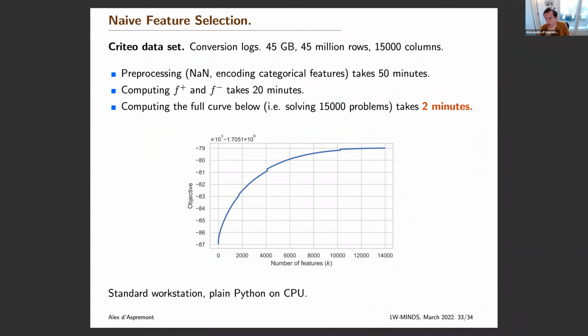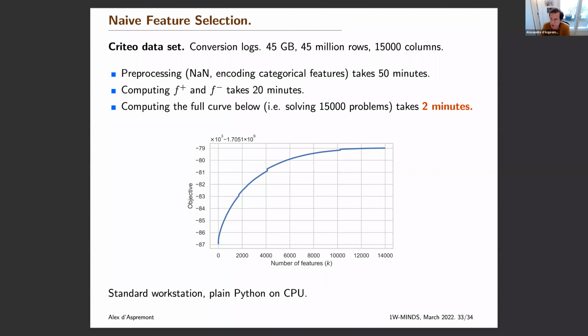So we took this classical conversion logs dataset from Criteo. It's 45 gigabytes. It has 45 million rows and 15,000 columns. So it's a feature selection problem in dimension 15,000. And we did this experiment again on a plain laptop. Of course, it's naively parallel, so you could speed up a lot of the pre-processing, but overall pre-processing, so handling nans, encoding categorical features, etc., takes 50 minutes for this dataset.